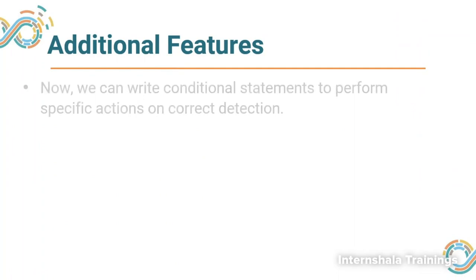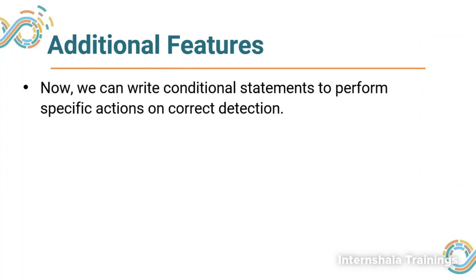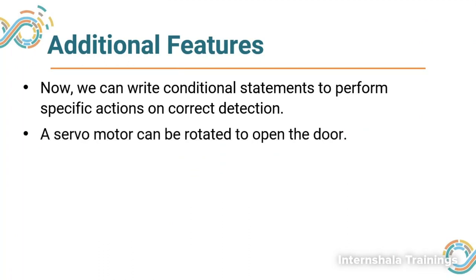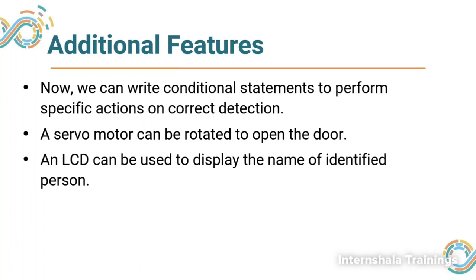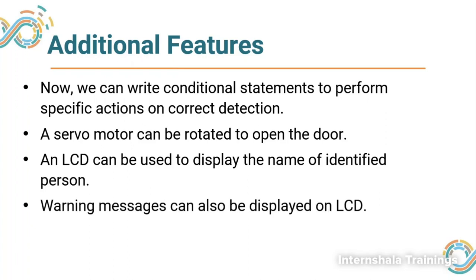Now, once we have the fingerprint recorded in our dataset, we can use simple conditional statements to perform some specific actions. You can have actuators like a servo motor which can be triggered to open a door. You can have an LCD which can display the name of the identified person, or which can display a warning that your fingerprint is not in our database or is not properly read. So these are all the things that you can do in the project once you have the integration of the fingerprint sensor completely done.